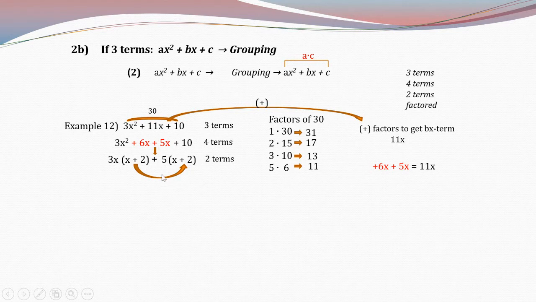We can always check the previous step to see if we're on the right track. Now, what do they both have in common? The x plus 2. What's left? The 3x plus 5. So now it's factored. So these are the factors of 3x squared plus 11x plus 10.